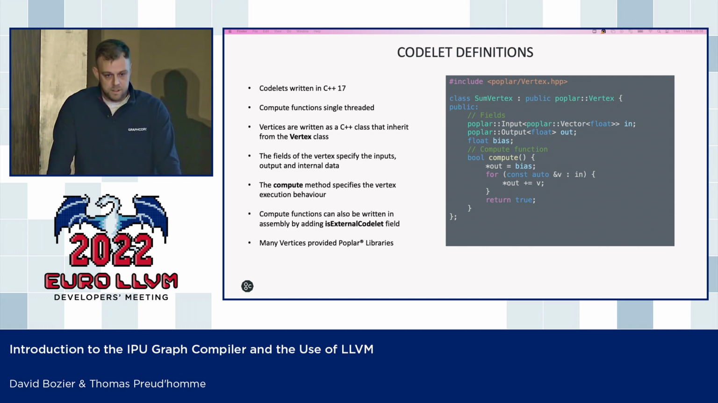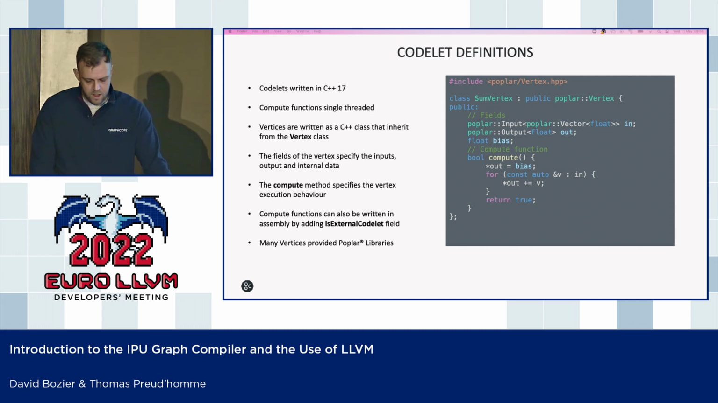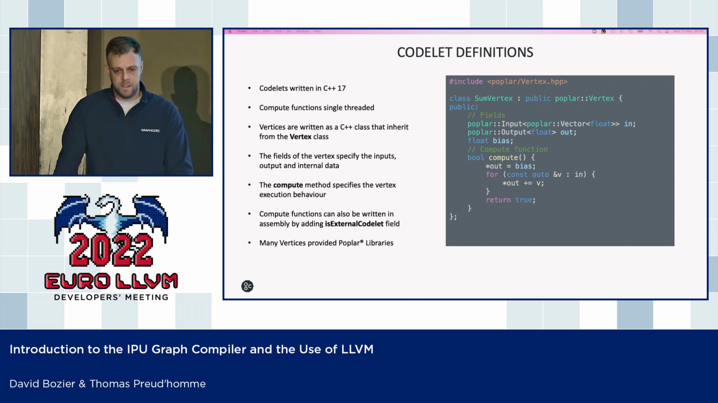So codelets are written using C++17. We've made no modifications to the language, and that really gives users a familiar programming experience, so it's easy to adapt to. We also provide a subset of the C runtime and standard libraries where we can. Some things remain unavailable because we have no dynamic memory allocation on our system.